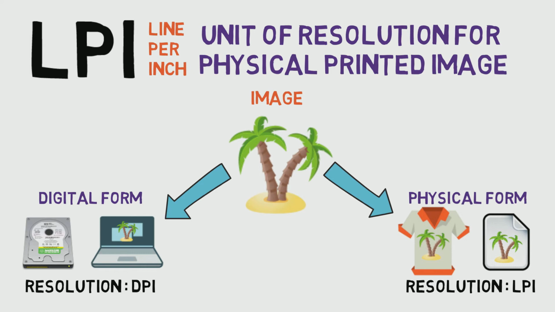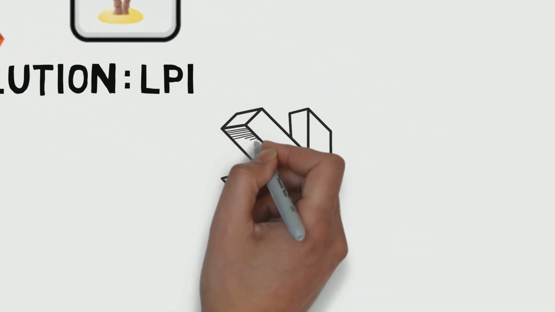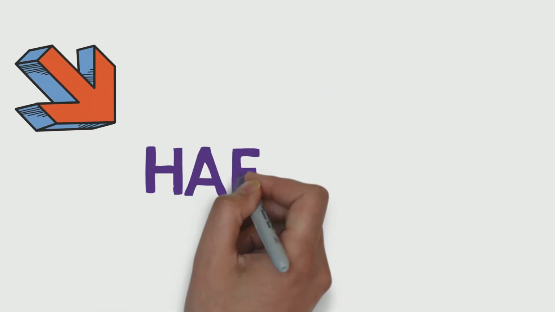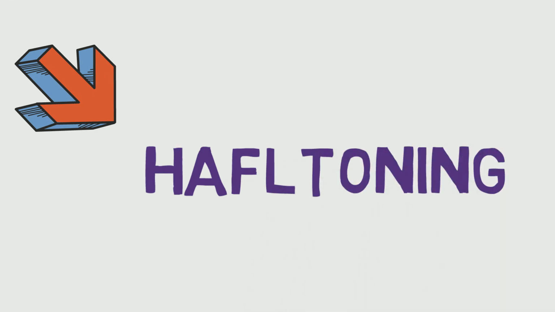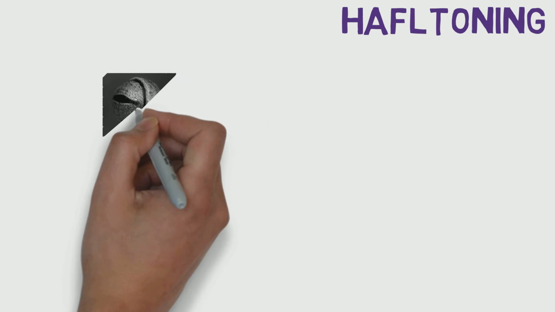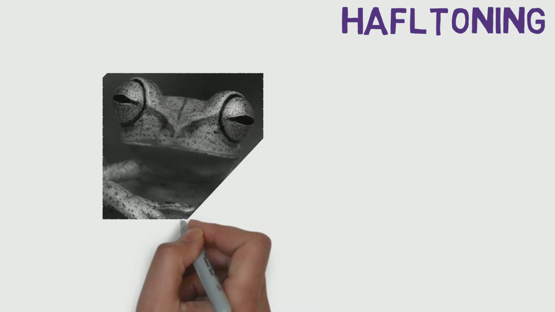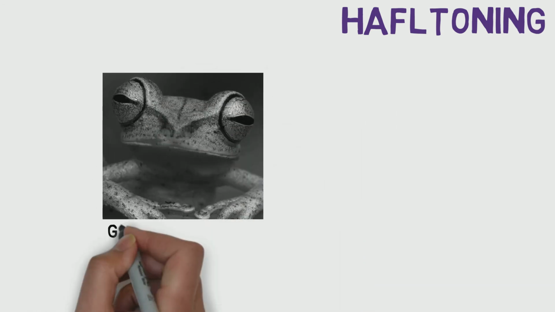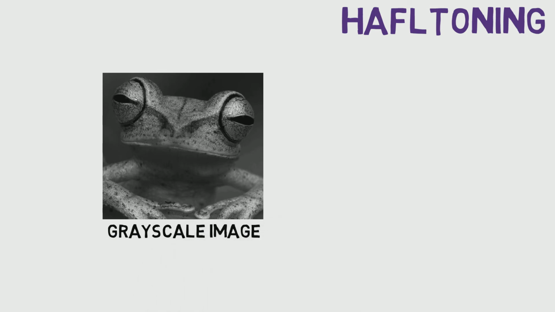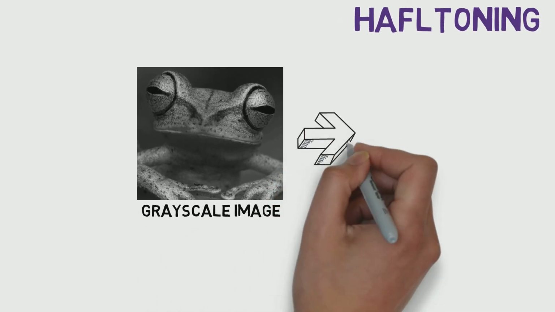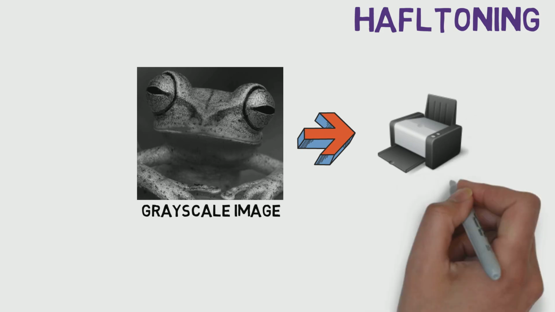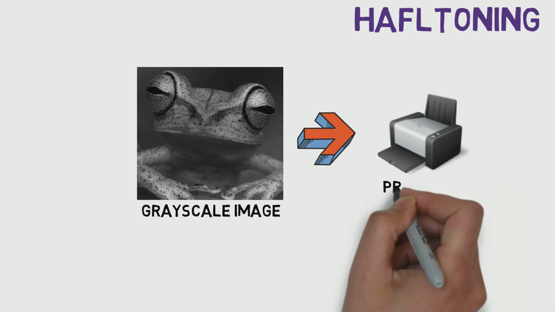But how can we observe or get the LPI value of a printed image? Well, to understand this, we need to understand halftoning. If you don't have any knowledge of halftoning, just bear with me, because we might make a video about it. Okay, let's say we have this frog image, a grayscale image, and we want to print this image in black and white.